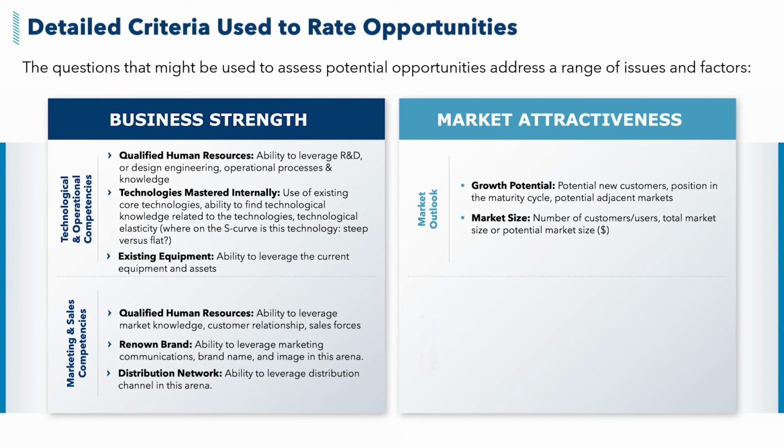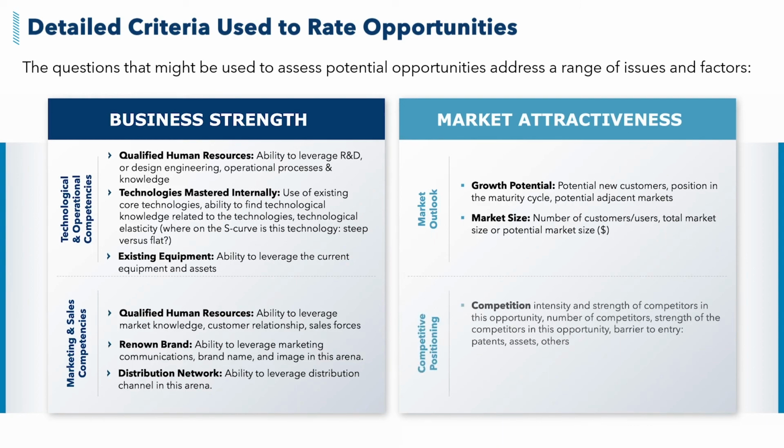The competitive positioning then includes competition intensity and strength of competitors with this opportunity, number of competitors, the strength of competitors, and their barrier to entry, such as patents, assets, and others. And the potential margins in this opportunity is compared to current offers based on the organization's objectives. The last sub-criteria is often hard to evaluate at this stage. You may skip it if it is not yet applicable.